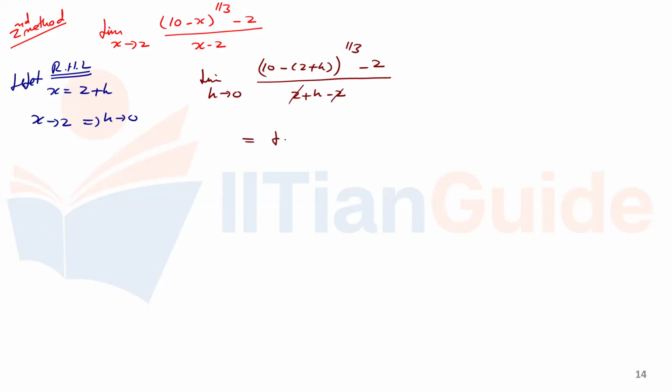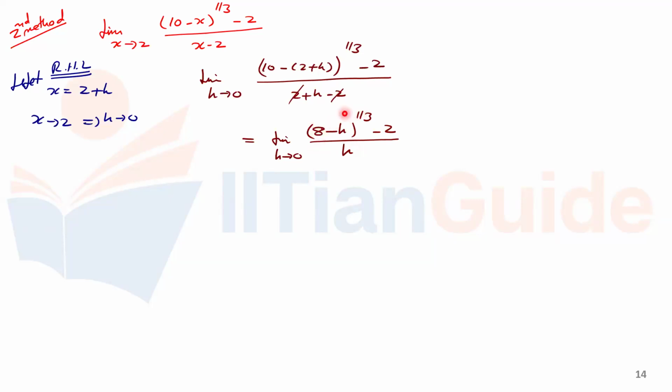So I am getting limits h tending to 0, (10 minus 2, that becomes 8 minus h) whole power 1 by 3 minus 2, divided by h. In the denominator, I got a single term h. That is a very simple term, it will get cancelled later on. Now I can apply the binomial, but still we cannot use it. Why? I have 8 here, I need 1. So I will take 8 common.